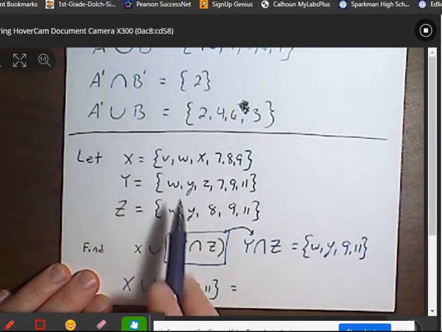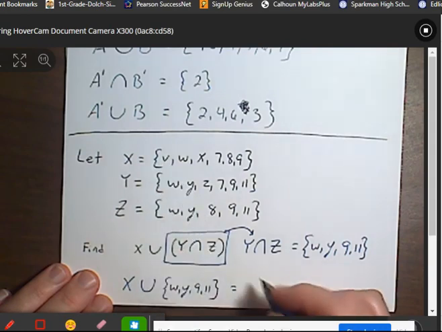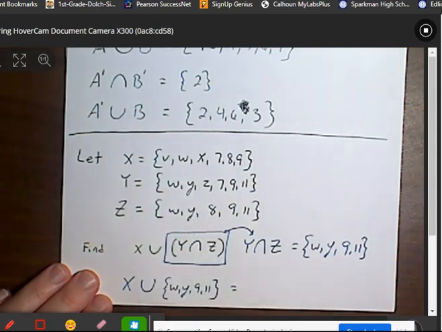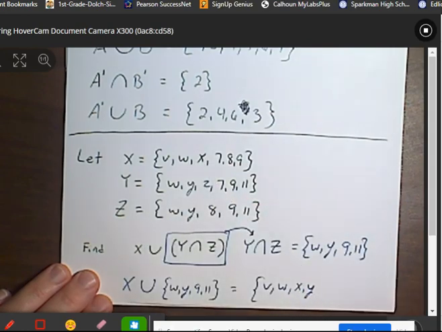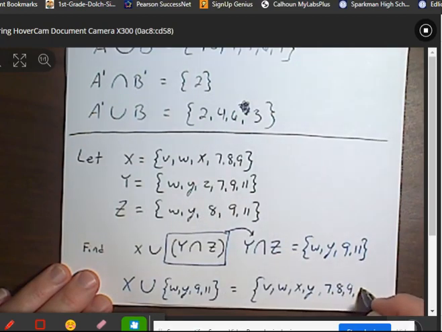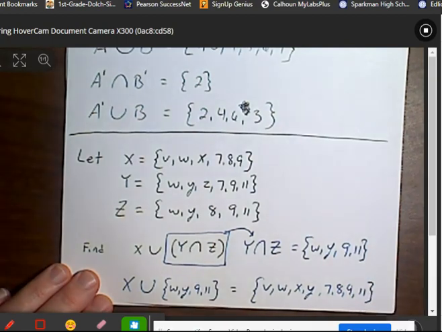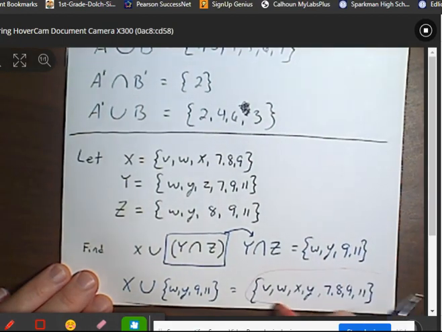Okay, so set X, basically just go through one time. We've got the V. They both have the W. This one has a Y, that one has an X, so I need both of those. This one has 9, 11, that one had 7, 8, 9. And then 11 would put us there. Okay, and then that would be the final answer they were looking for.